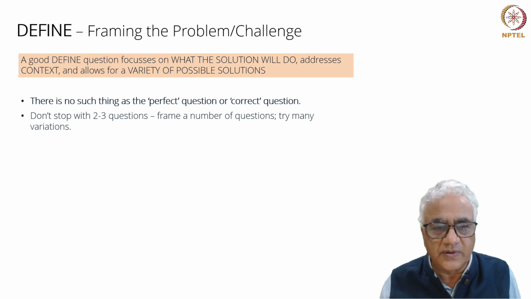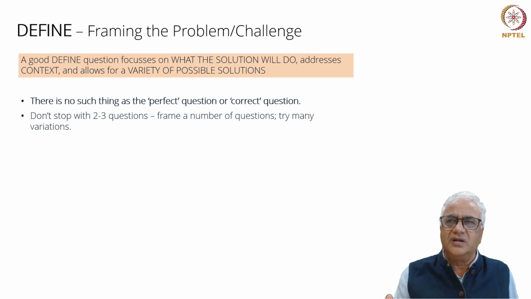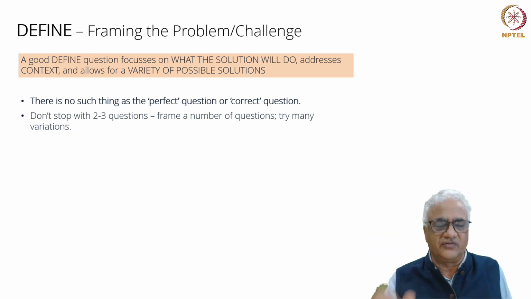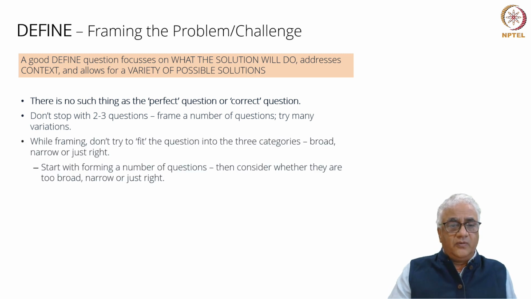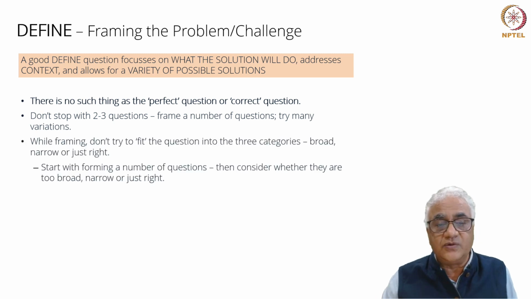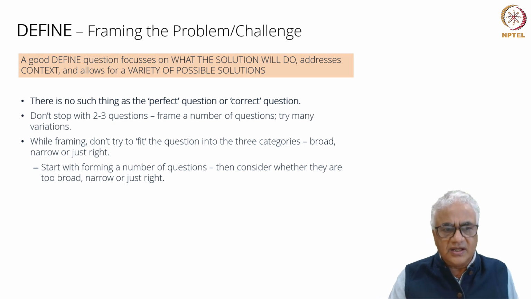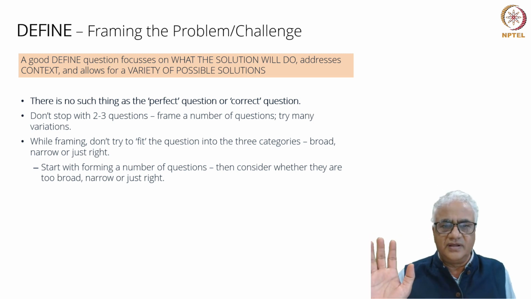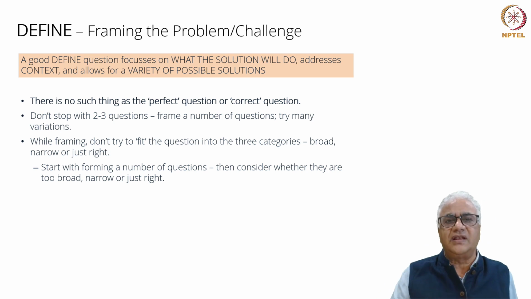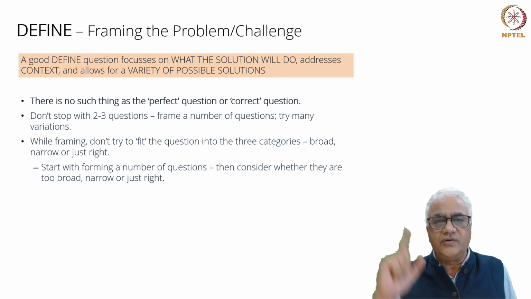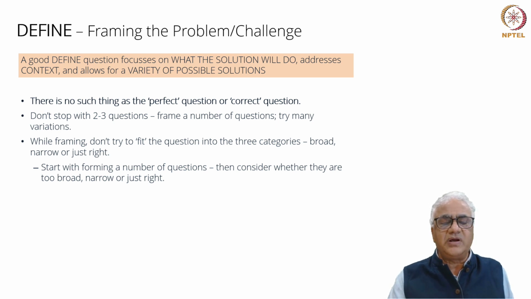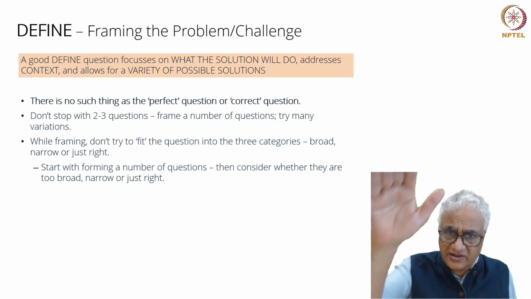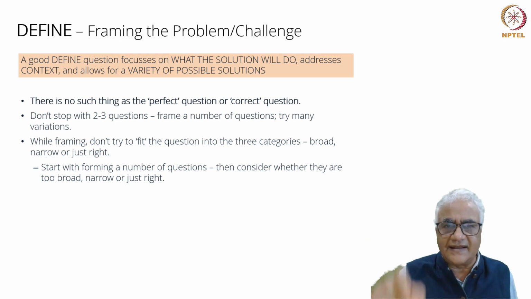Don't stop with 2 or 3 questions. Frame a number of questions, because the more questions you have, the more opportunities you have to solve one of those questions. You don't have to solve all the questions, by the way. Don't try to fit the question into the 3 categories, broad, narrow, just right. Start with forming a number of questions and then look at whether they are narrow. Don't say, I'm going to frame a broad question, I'm going to frame a narrow question. Just frame all the questions and then do the categorization.